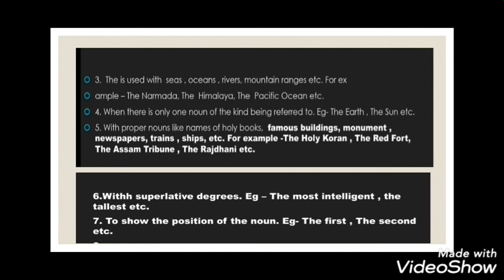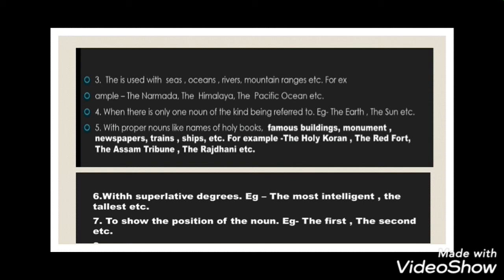Now the next use. The is used with seas, oceans, rivers, mountain ranges, etc. For example, the Narmada, the Himalaya, the Pacific Ocean, etc. Means whenever you get the names of seas, oceans, rivers, mountain ranges, etc., you have to put the before them. Next, when there is only one noun of the kind being referred to, for example, the earth, the sun, etc. Means the earth, the sun, we all know that they are only one in number. Similarly, when something is only one in number, in that case we have to put the before them.